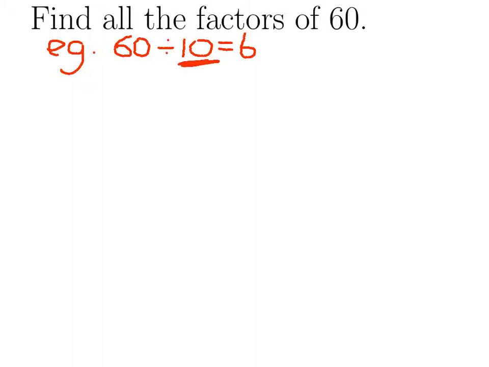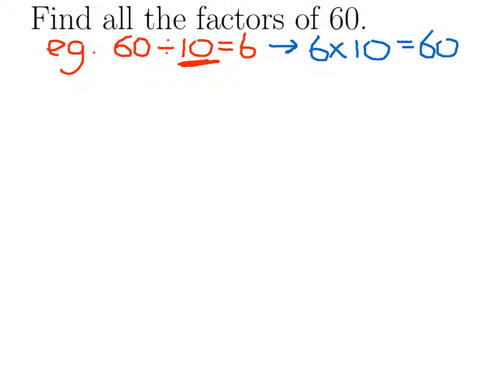Now, finding all of the factors of 60 like that might take quite a long time, having to divide again and again by different numbers and see if you get a nice whole number answer. So what I want to do is just think about what it means to divide by 10. When we do that, we're asking ourselves how many 10s fit into 60, and of course the answer is 6. So what we could do is write an equivalent statement. We could say that we know that 6 times 10 is 60.